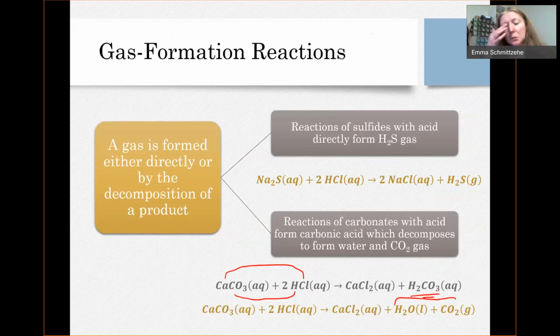In this class, really the ones that we deal with are the ones involving carbonates, because those are pretty common compounds that we deal with. We don't deal with a lot of sulfides and sulfites even. But if you go into, say, an environmental field, gas evolution reactions or gas formation reactions are really common. And so if you did go into an environmental field, you may do more with gas formation reactions.